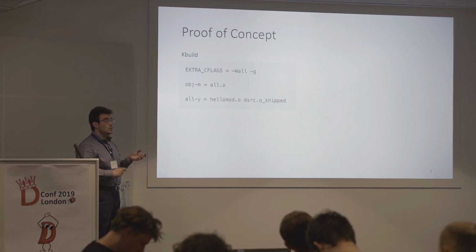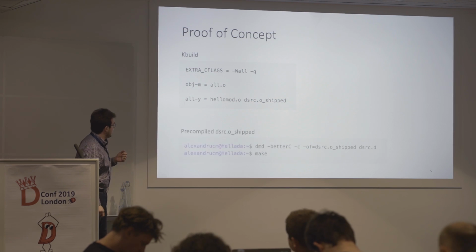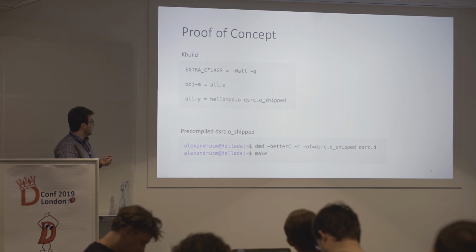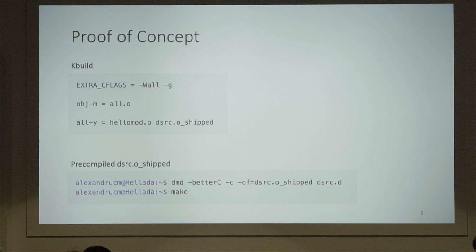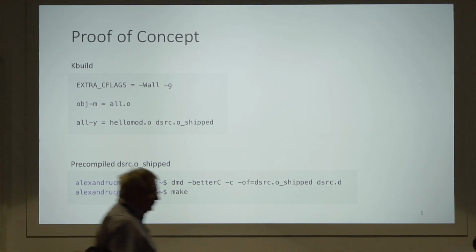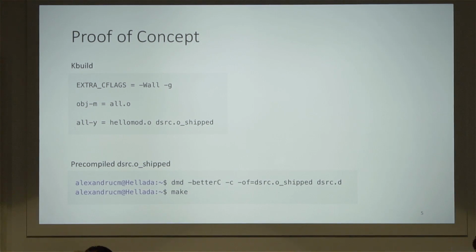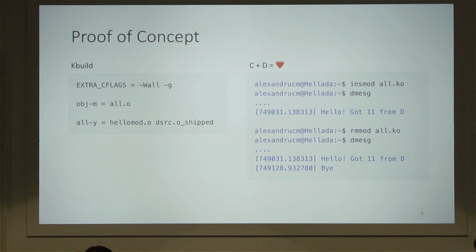So we had to precompile our D object, and we used DMD along with the -betterC flag because we wanted to get rid of the D runtime because we can't use it in the Linux kernel. After that, we inserted the module and everything was fine.